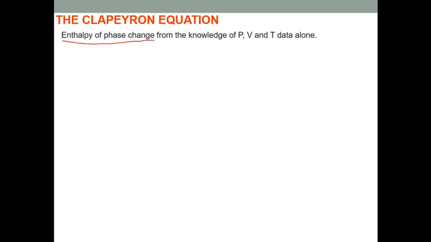So let's try to apply the Maxwell equation for deriving the Clapeyron equation. Now the Clapeyron equation, as I mentioned in the beginning, is basically used to describe the enthalpy of the phase change process from the knowledge of pressure, volume and temperature data alone. So if we know the directly measurable properties, which are pressure, volume and temperature, we can calculate the value of the enthalpy of phase change. That's called the Clapeyron equation. Now we can derive this equation from the Maxwell equation.